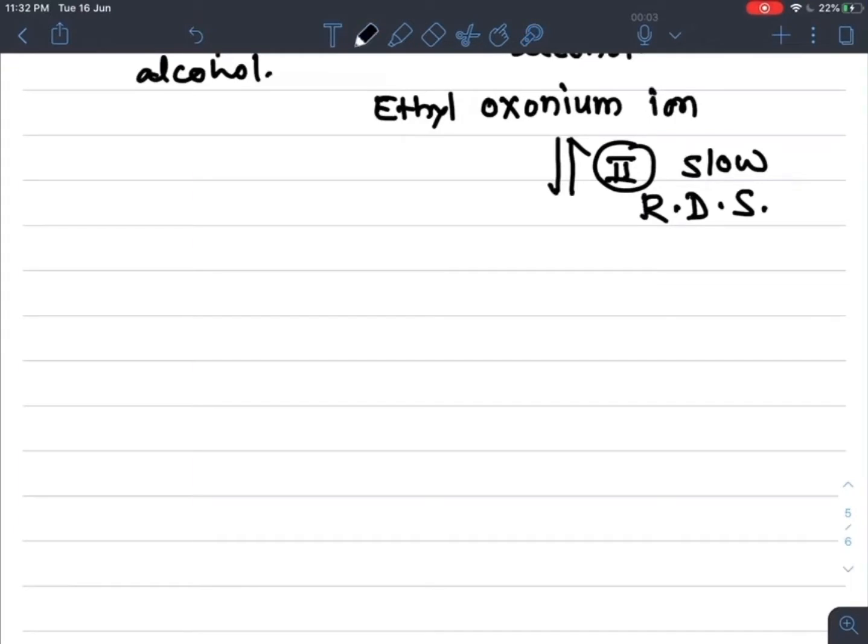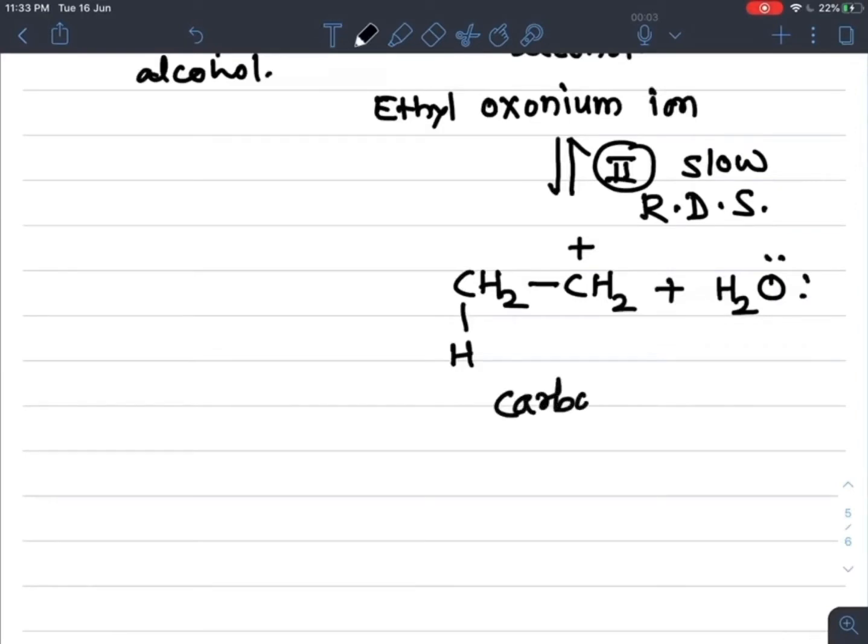CH3 as it is, that is CH2 carrying plus, with removal of H2O with its 2 lone pairs of electrons. Now this is a primary carbocation. The carbocation is formed in the second step. Now it is again unstable due to the positive charge on the carbon.